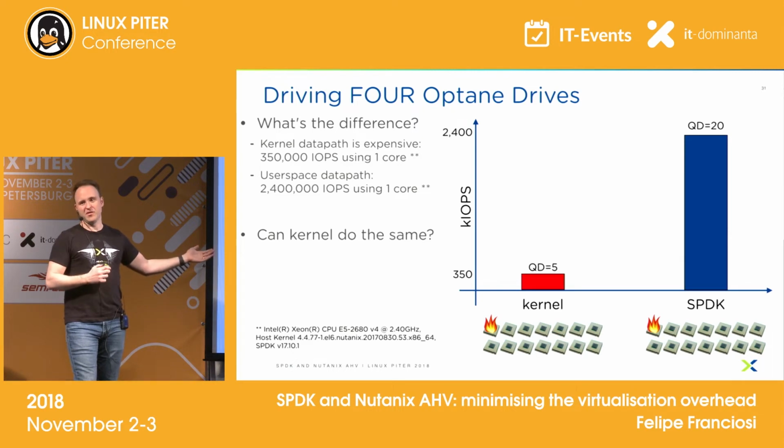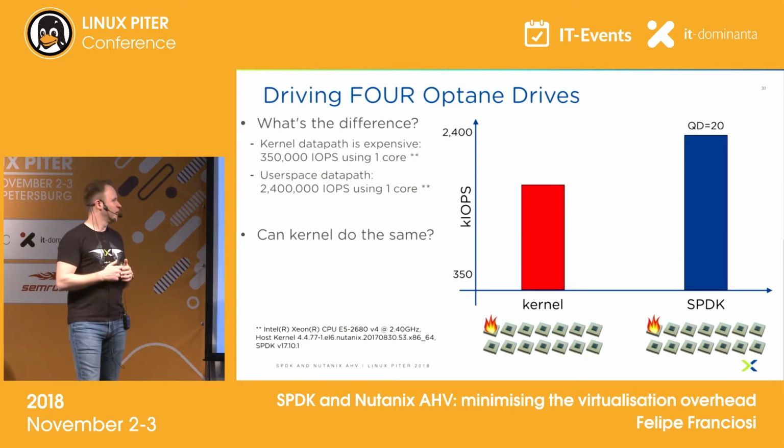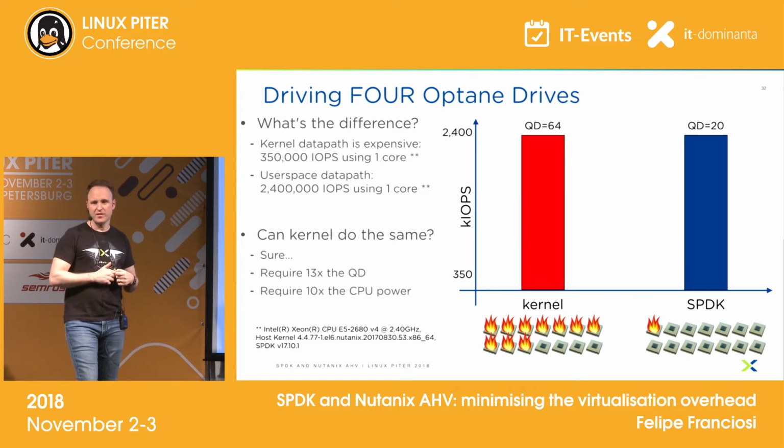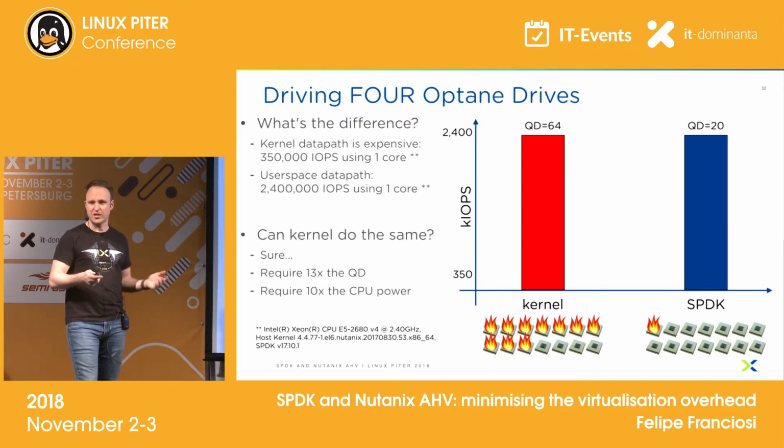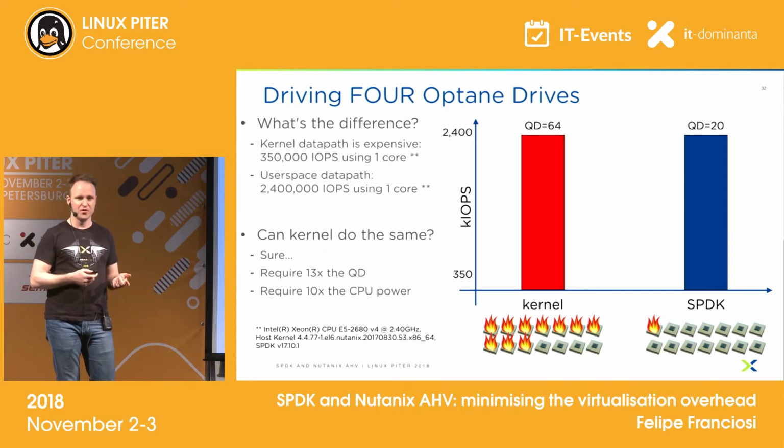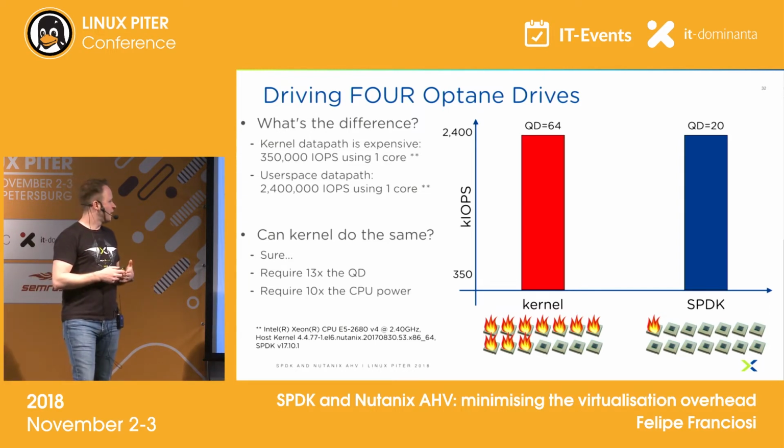So you ask, oh, but the kernel can get there too. I just need to put some more CPUs to work. True. You actually need 10 cores being used full on to get to the same level of performance, and you need 3 times more requests in flight to compensate for that. So I hope this shows there's no argument that SPDK is more efficient than the kernel, especially as you're trying to get the full power of your drives.